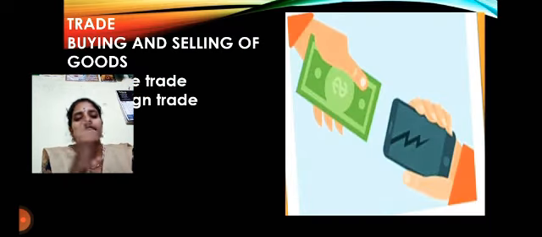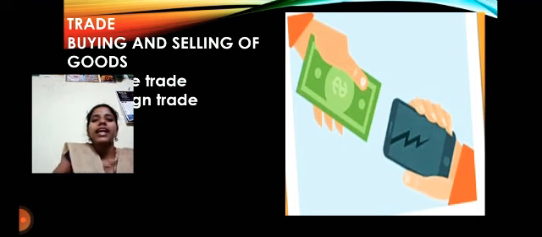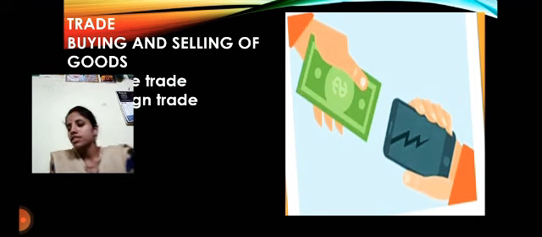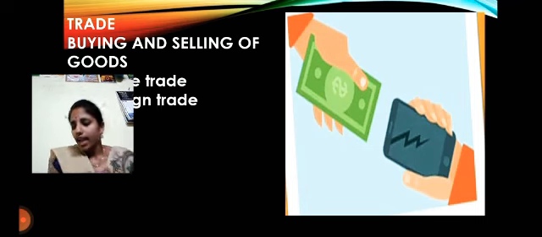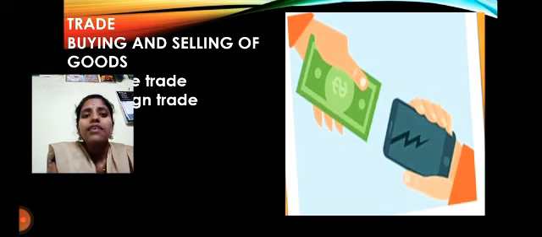Here, trade is buying and selling of goods and services. Trade is a branch of commerce. It connects buying and selling activities. An individual who does trade is called a trader. A trader transfers the goods from producer to consumer. He earns profit from these activities. Other activities of commerce are transport, insurance, warehousing, banking, advertising, etc.